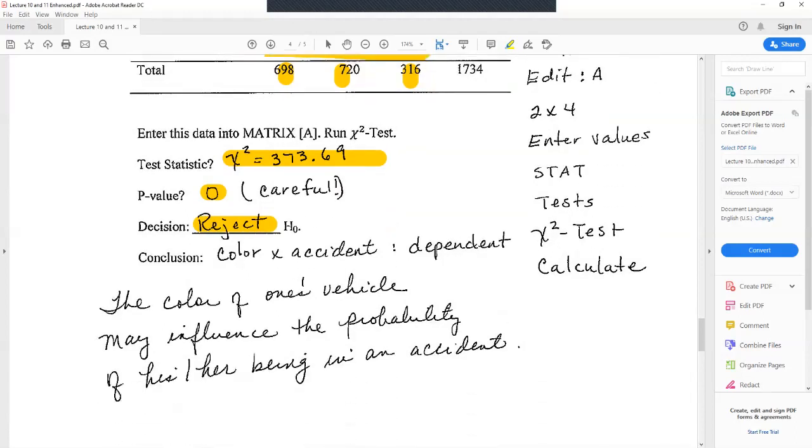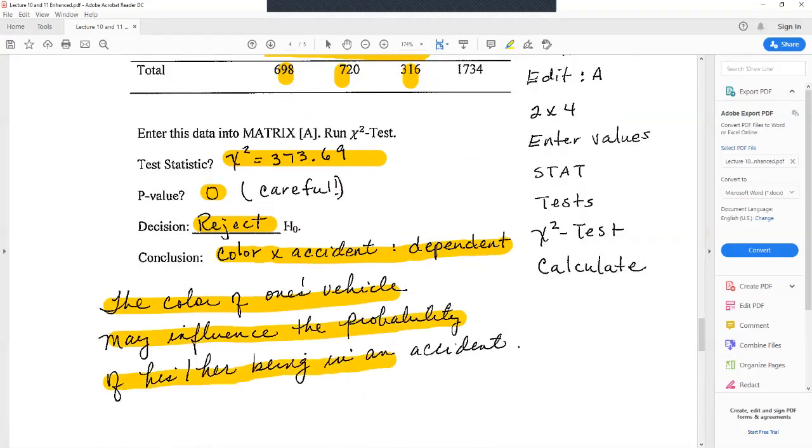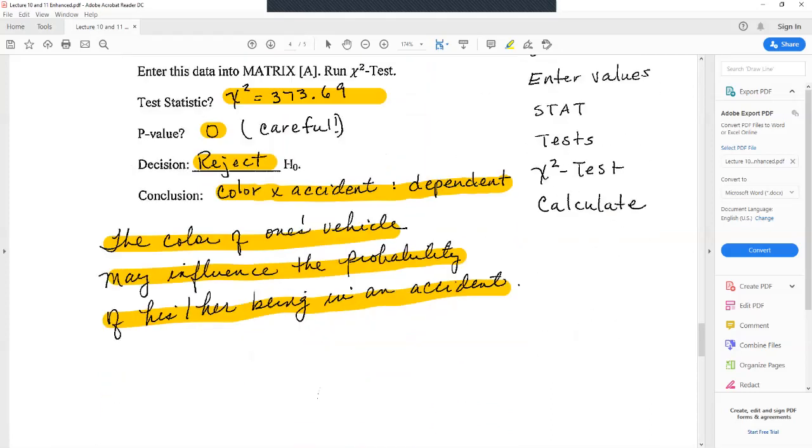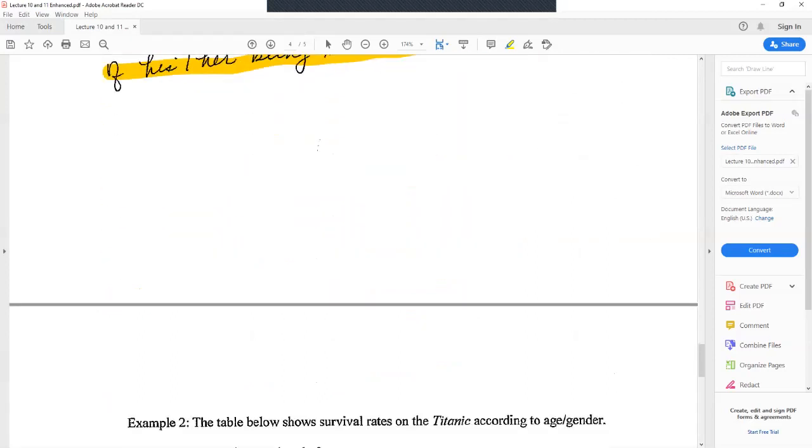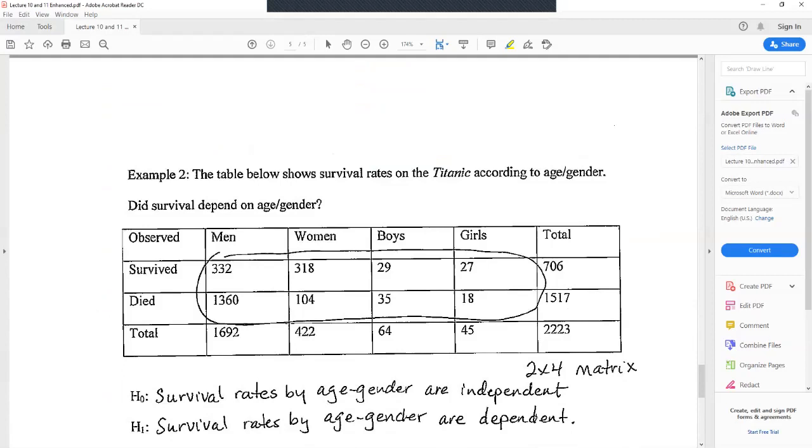Since we have rejected the null, what does that mean? It means that the color of your vehicle and the likelihood of an accident are dependent on one another. The color of one's vehicle may influence the probability of his or her being in an accident. I would avoid the red vehicle. Something tells me that people who drive red vehicles are more likely to be in an accident, but I could be wrong.